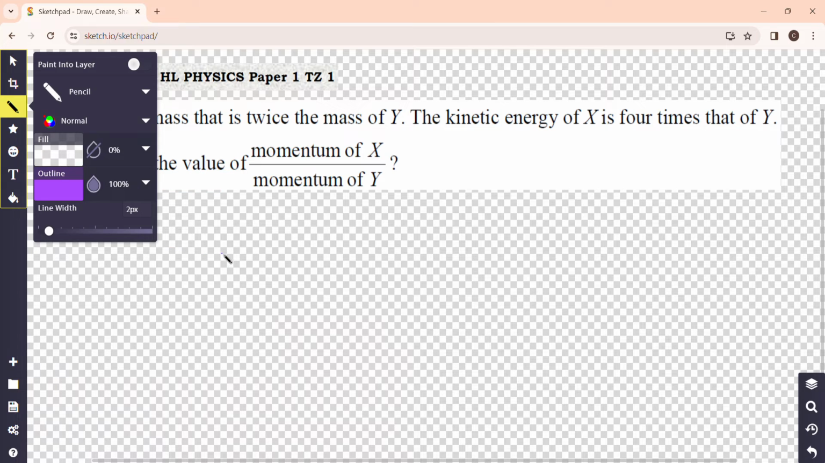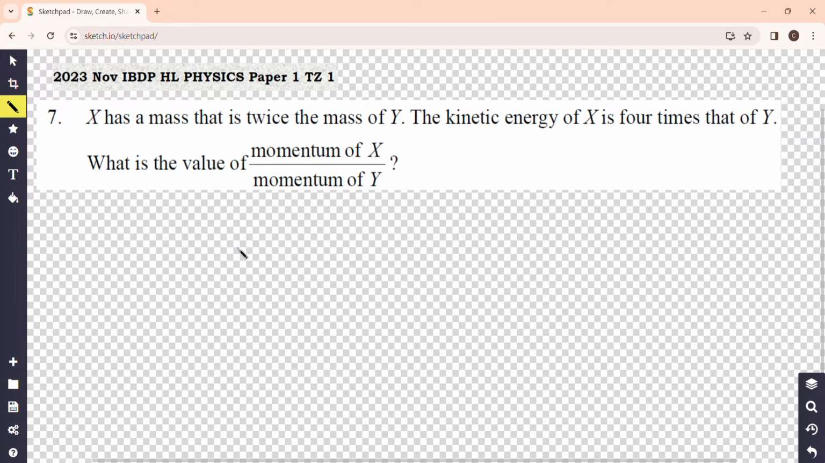Number 7. This question is about kinetic energy, momentum, and mass. So we have to use the other form of kinetic energy because momentum is asked. So we use the form kinetic energy equals p squared over 2m, and move everything to the left hand side, and p becomes the subject. So p equals square root of 2m times kinetic energy.